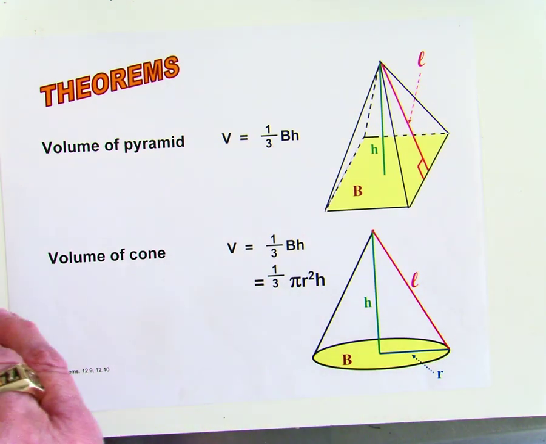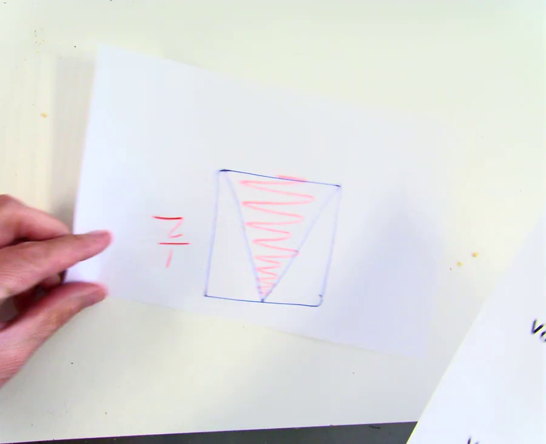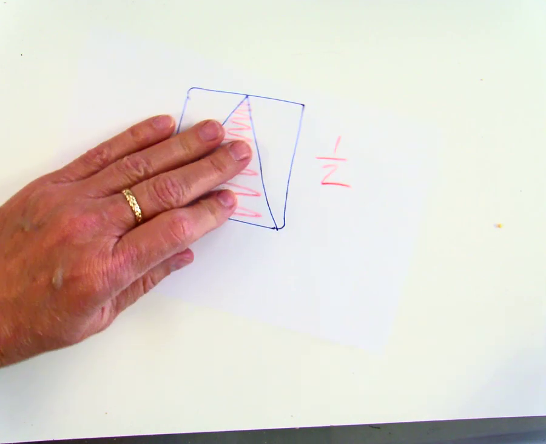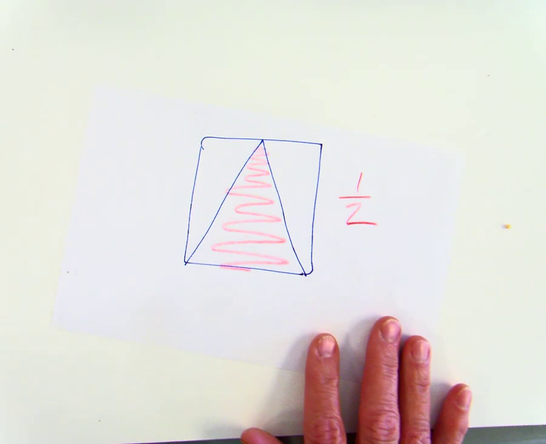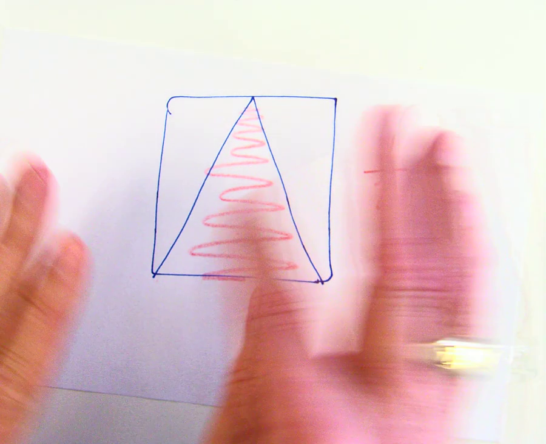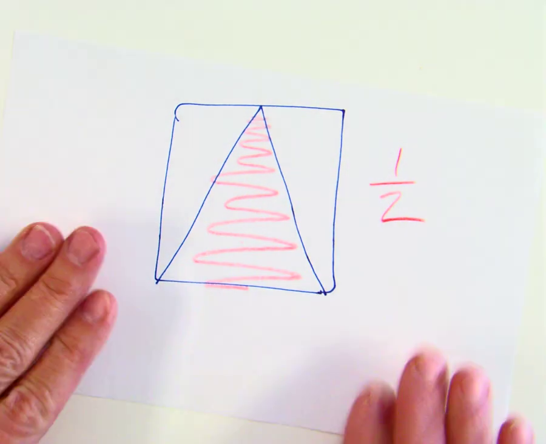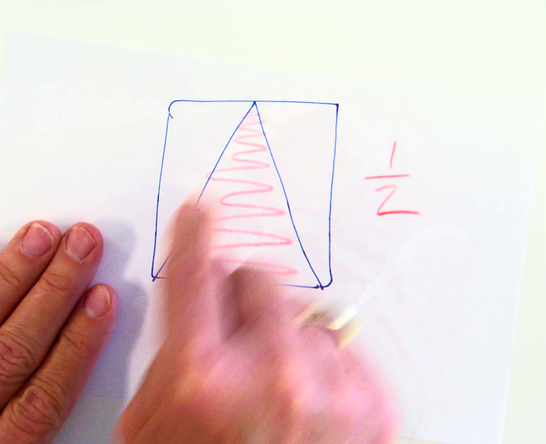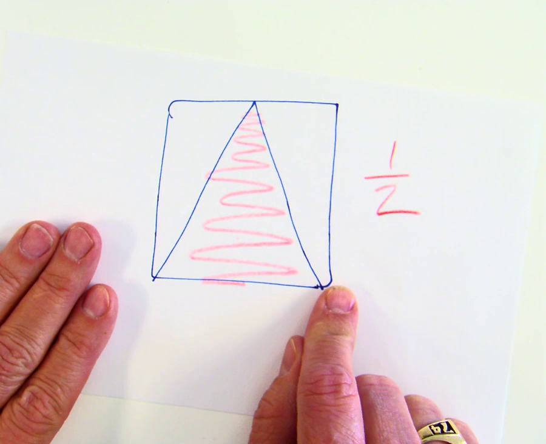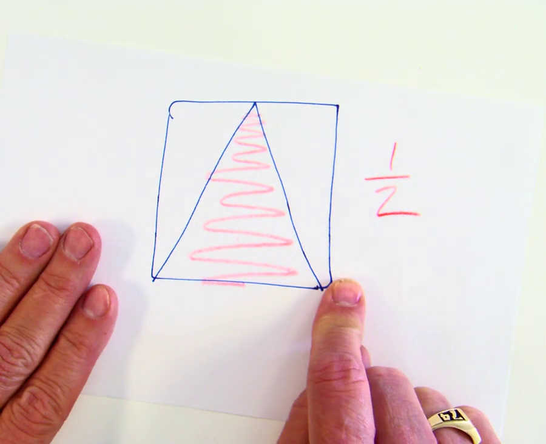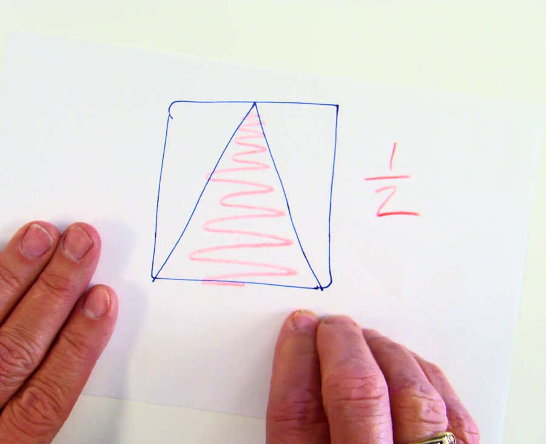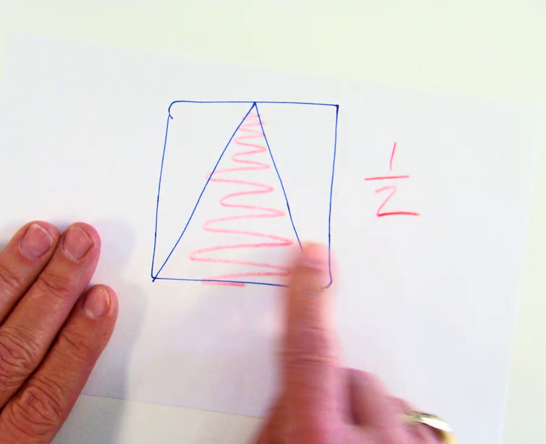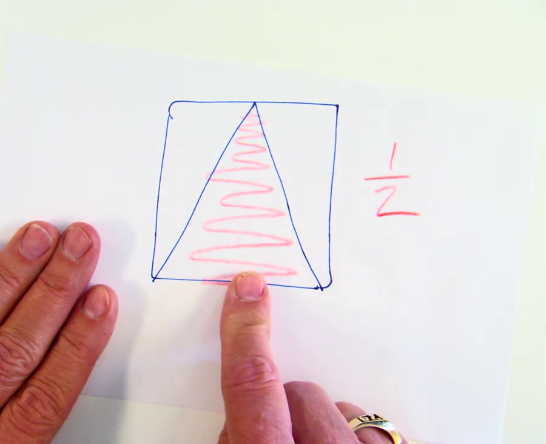In two dimensions, you have two shapes with the same dimensions, the same measurements. The triangle barely fits into the rectangle. The base is the same length, and the height is the same for the rectangle and for the triangle.